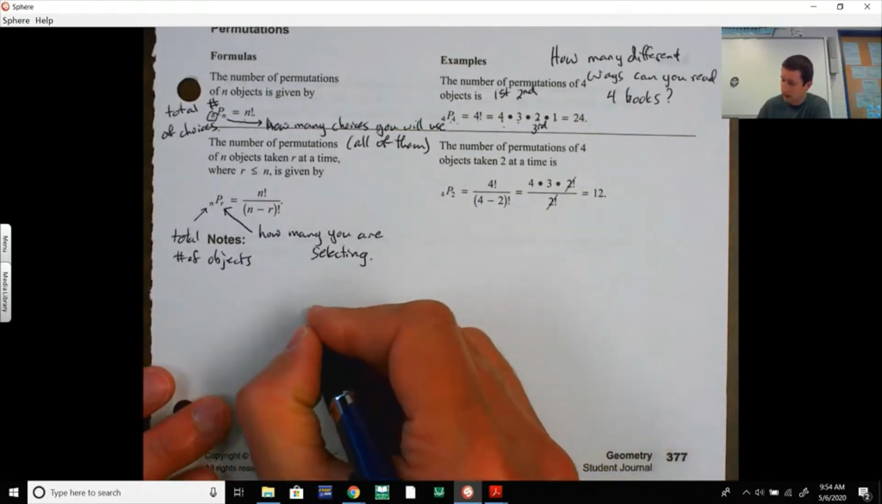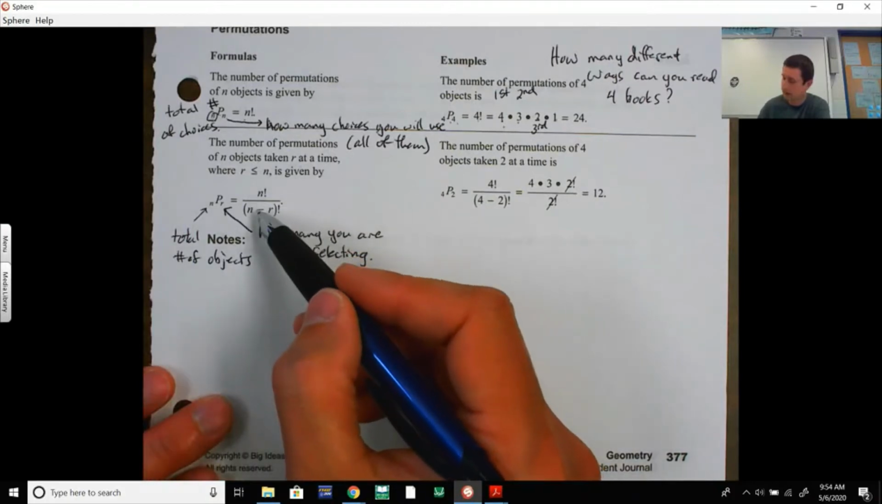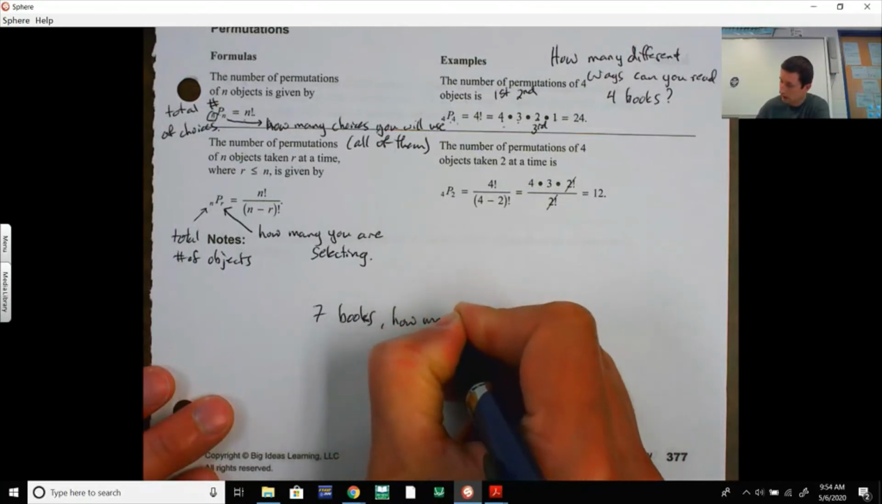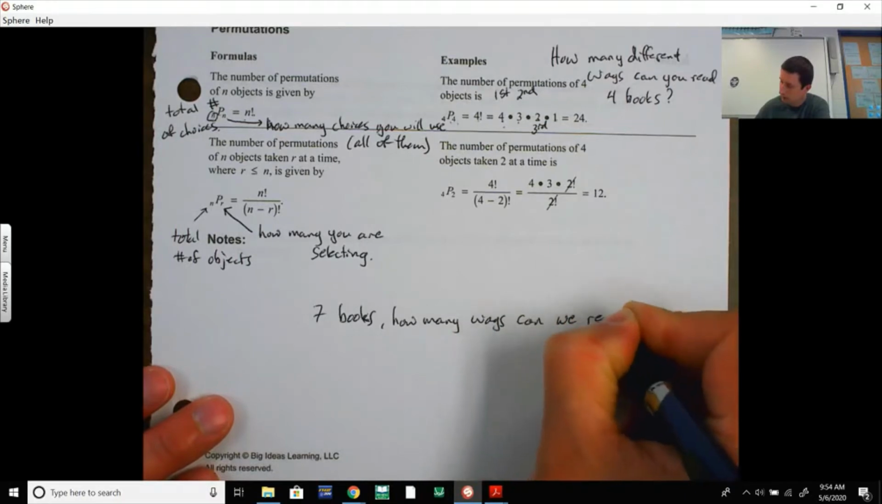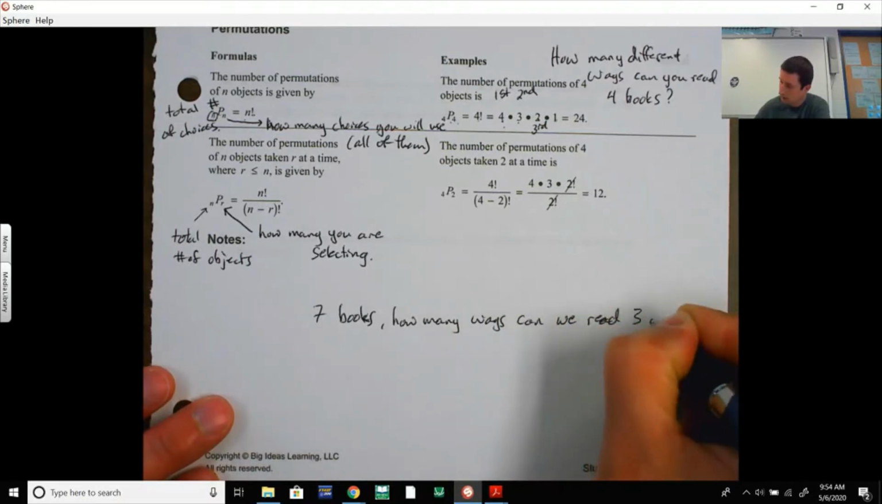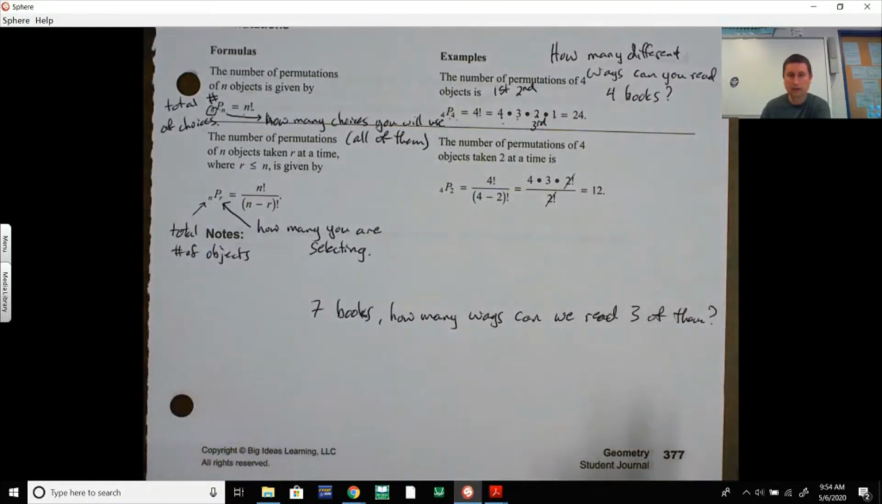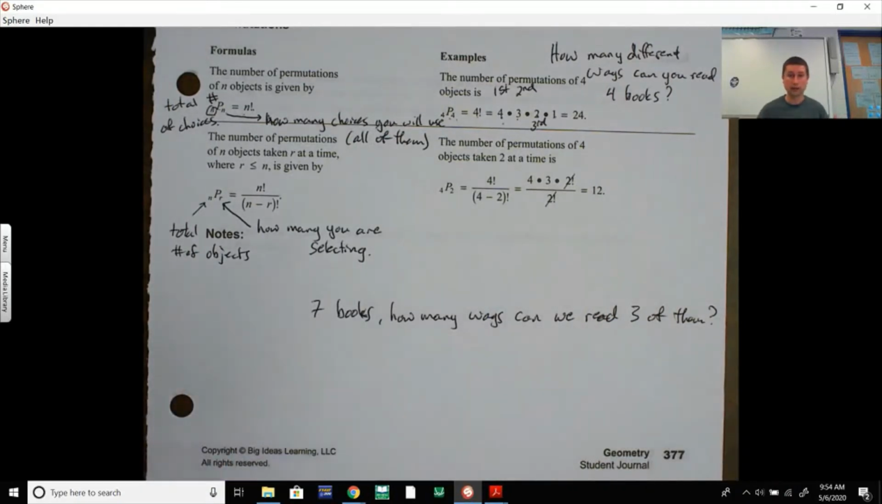So let's say we have 7 books, and this is our formula here, n factorial over n minus r factorial. Let's say we have 7 books. How many ways can we read 3 of them? So again, the first book we read is an option. The second book is a different option, and the third book is a different option. We're not going to read all 7 now, not like our first example. We're going to read only 3 of them. So how many different permutations of 3 can we have here?